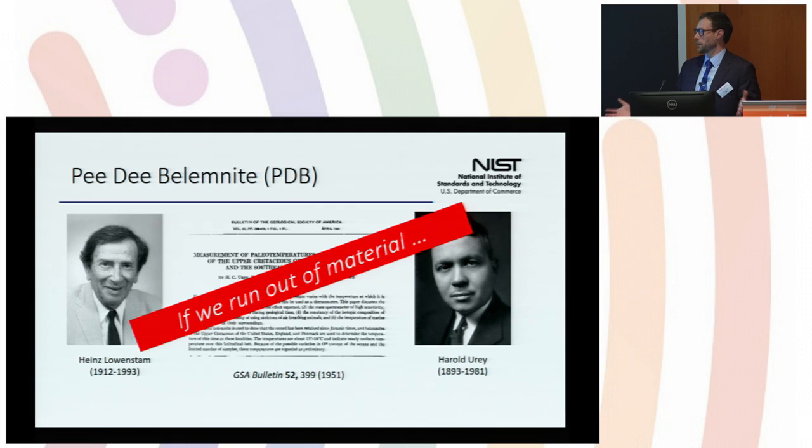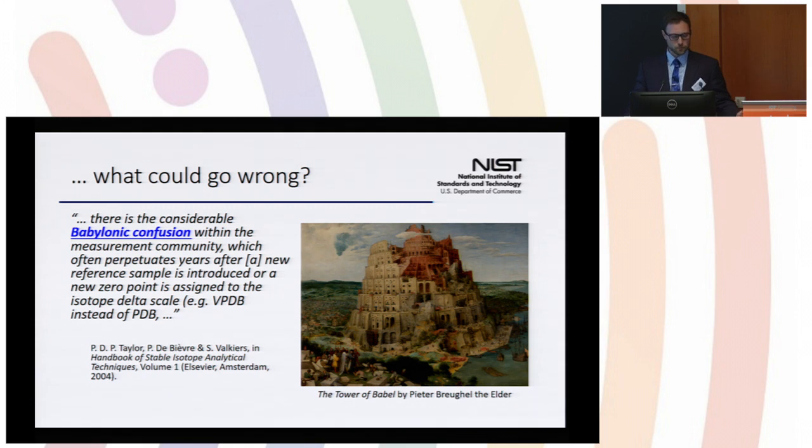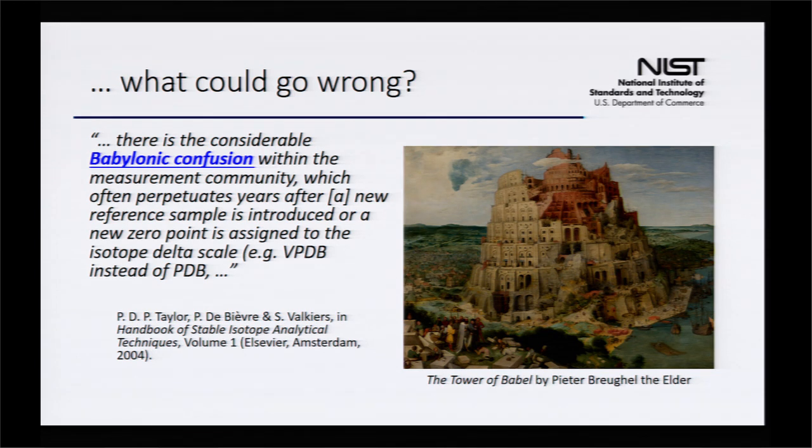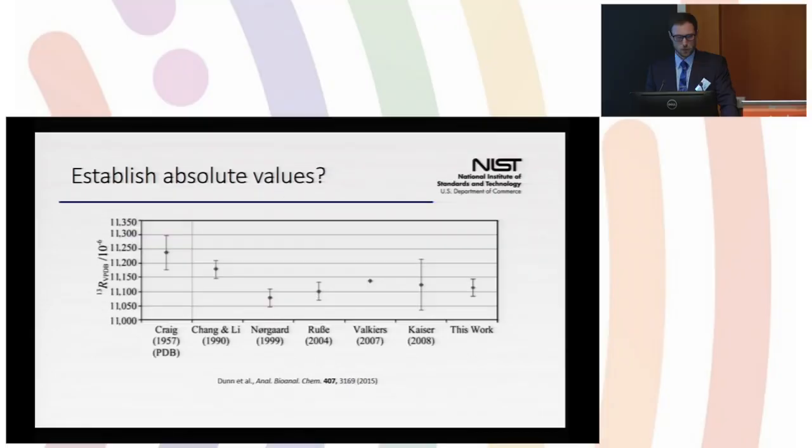However, the question remains when we're working with artifact-based scales, if we run out of material, well, what could go wrong? And I like to share this quote from the Handbook of Stable Isotope Analytical Techniques. You know, there's considerable Babylonic confusion within the measurement community, which often perpetuates years after a new reference sample is introduced or a new 0 point is assigned to the isotope delta scale. Again, here particularly referring to PDB and Vienna PDB. So whenever there are potential biblical consequences to what you're doing, it makes it a really interesting field to work in and try to solve problems.